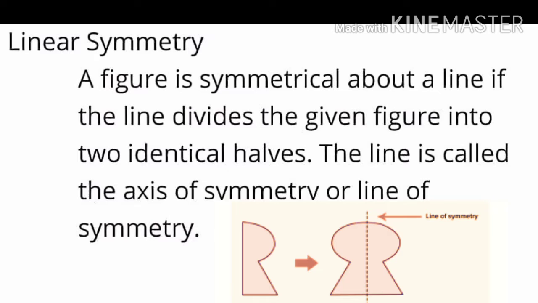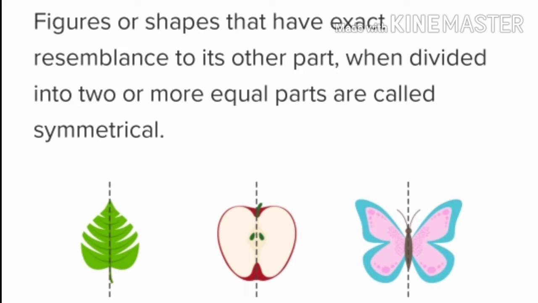For example, see, we have folded a figure, cut it out exactly at the center vertically, and its halves are congruent, that is same. So it is a symmetrical figure, and the line is called the line of symmetry or the axis of symmetry. So it means that symmetrical figures have exact resemblance to the other part when divided into two or more equal parts. And these equal parts are called symmetrical parts, right?